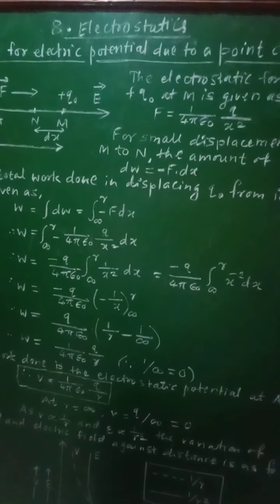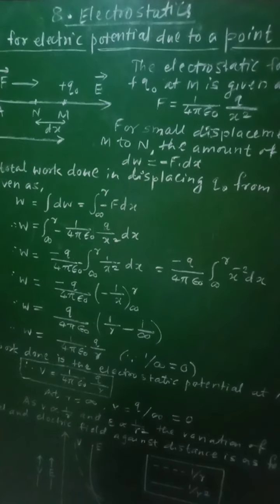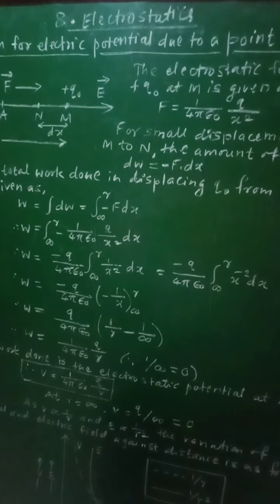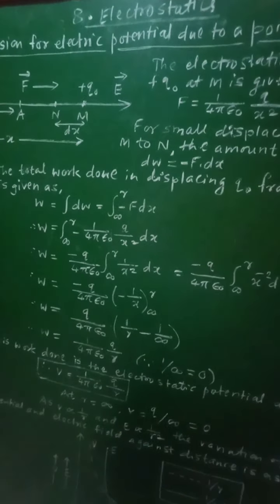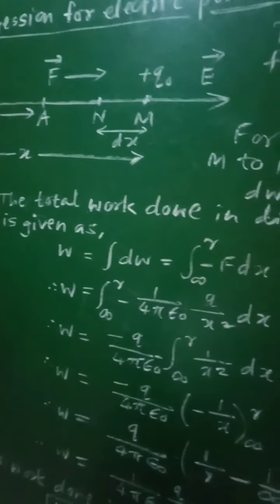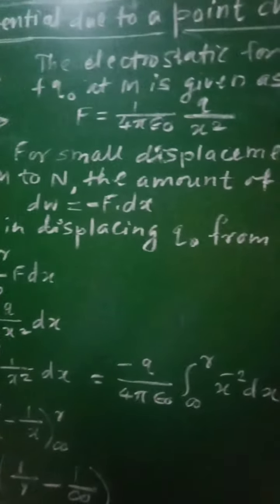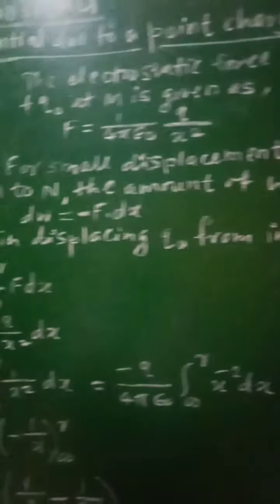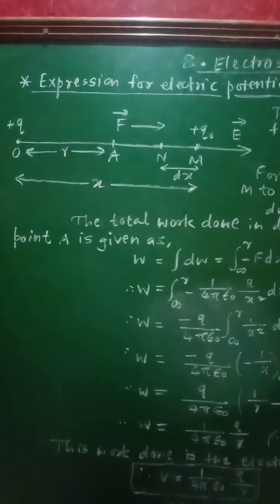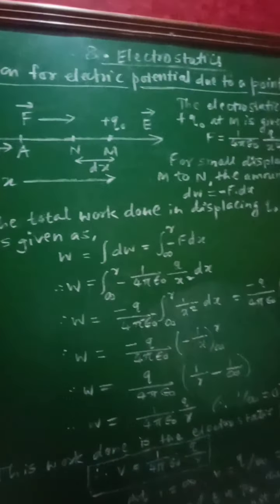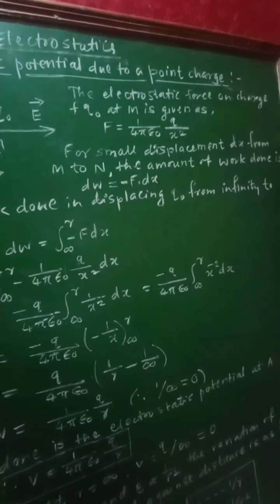12th standard subject physics, 8th chapter electrostatics. From the chapter, let us see the expression for electric potential due to a point charge. In this topic we have to obtain an expression for the electric potential due to a point charge.